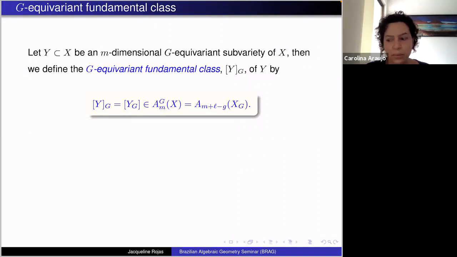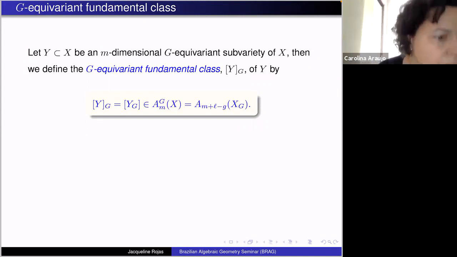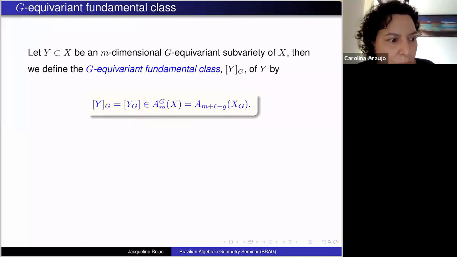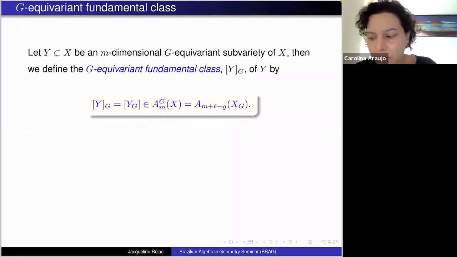Another notation, another definition: you take an n-dimensional G-equivariant subvariety of X, then we know the classes, the G-equivariant fundamental classes, as before.